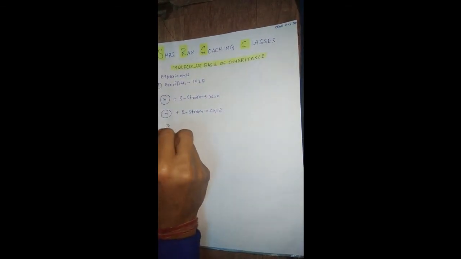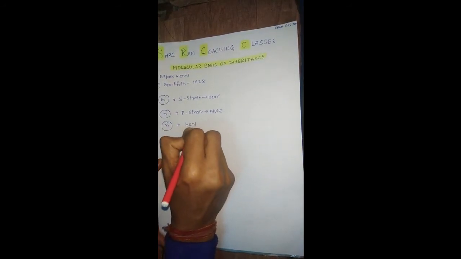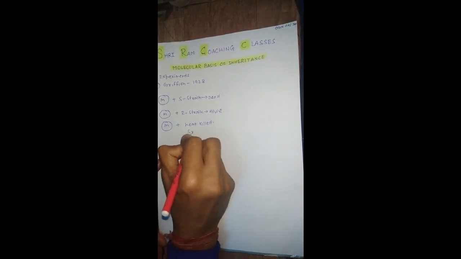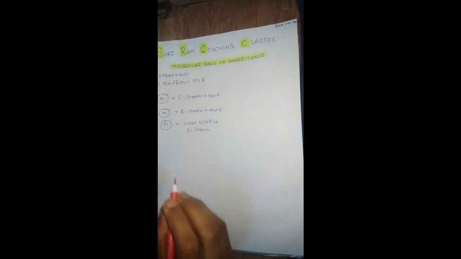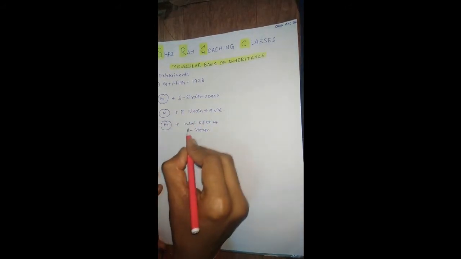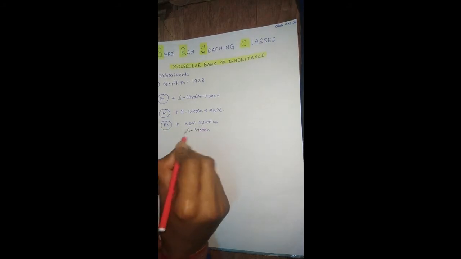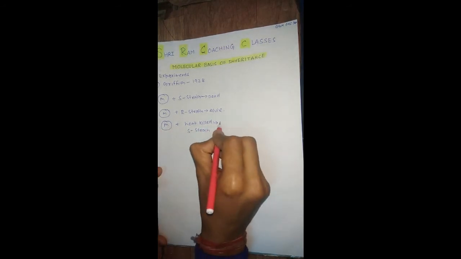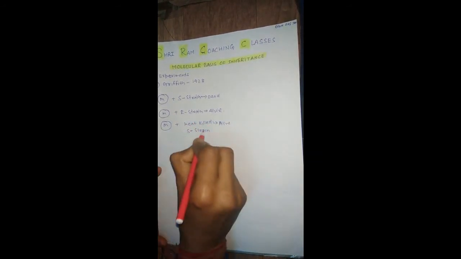Now comes the third case. Mouse plus heat killed S strain. Now what will happen in this experiment? When we insert heat killed S strain of Streptococcus pneumoniae, the mouse will not die. It will be alive because the bacteria got killed in this case.